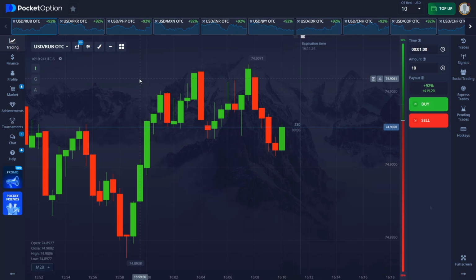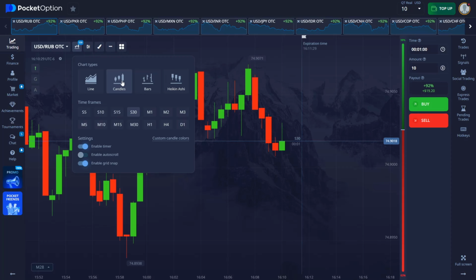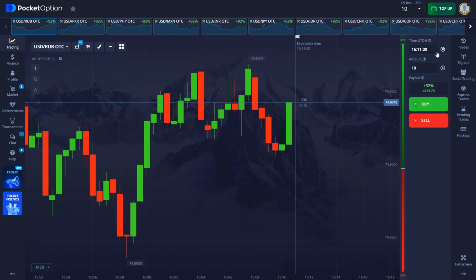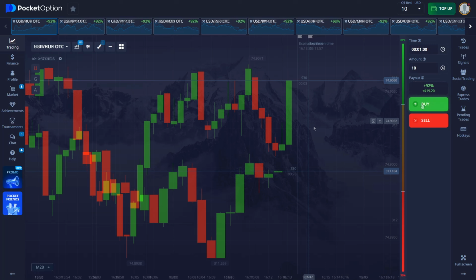Before I start, I will show you guys the platform settings. So I'll be using Japanese candle, 30 seconds, okay? For the timer, I'm gonna choose regular time, standard, right? Yeah, that's it, easy. Let's find some opportunity.